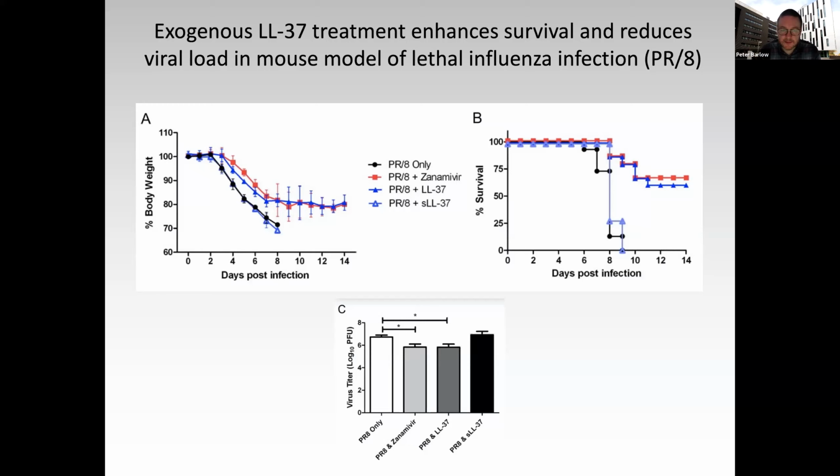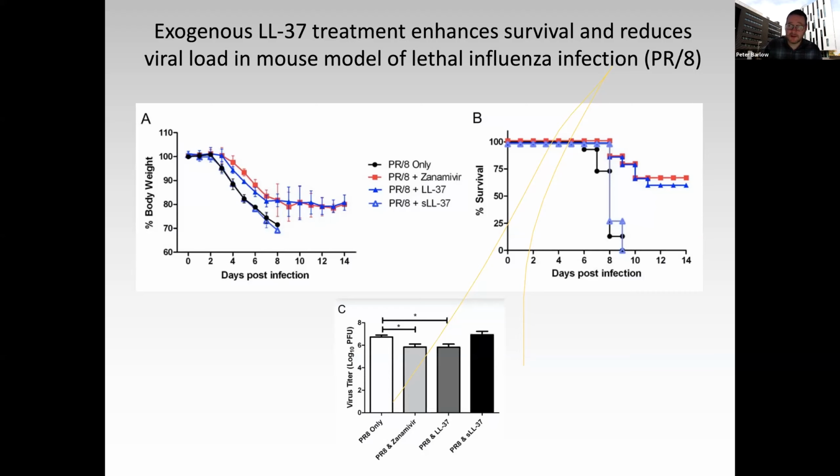What you see there, if you look at charts A and B, is that LL-37 had almost identical efficacy to zanamivir, which is the commonly used anti-influenza drug. That tells us that LL-37, in mice at least, has incredibly potent in vivo effects. You can see that without treatment, all of the mice died, but with zanamivir and LL-37 treatment, around 75% of the mice survived.